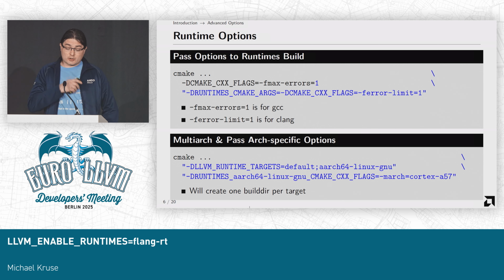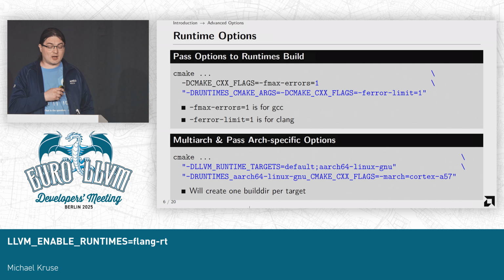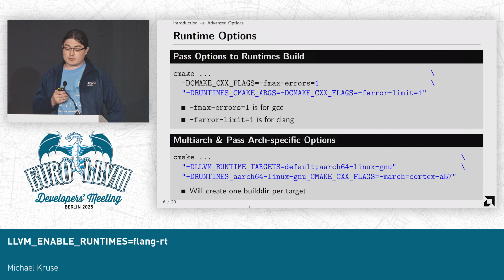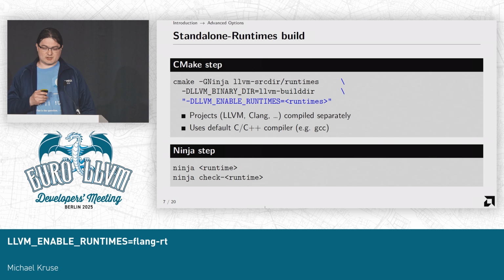If you want to have a runtime for cross-compilation targets, you can specify it in LLVM_RUNTIME_TARGETS. Then you have different flags where you can specify what options you want to have it compiled with, in this case optimized for a specific processor.